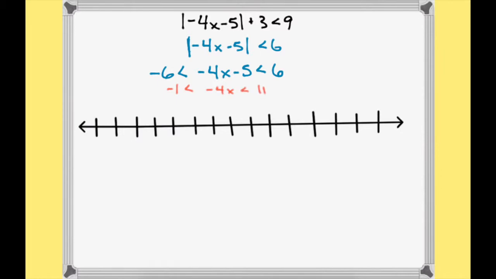And when we divide by negative 4, we remember that we've got to switch the direction of the signs because we're dividing by a negative number. And so we'd have negative 1 over 4 is greater than x, which is greater than negative 11 over 4. Sorry, that's positive 1 over 4 because we had a negative divided by a negative. And writing these in order gives us our final solution. Negative 11 over 4 is less than x, is less than positive 1 over 4.